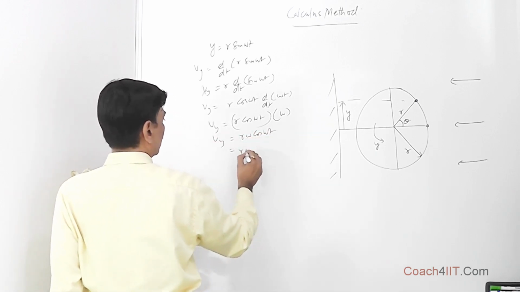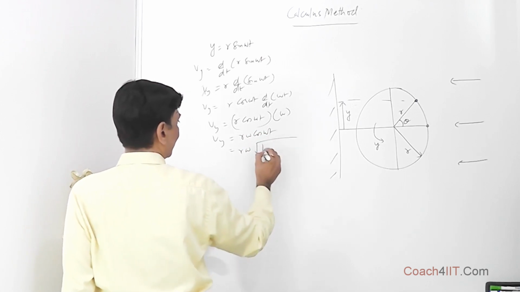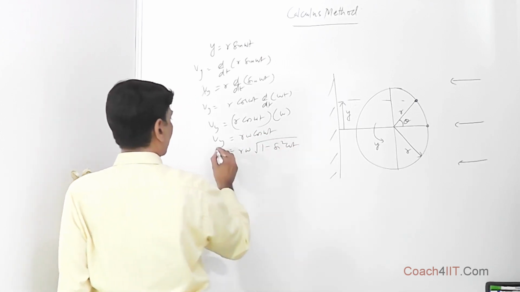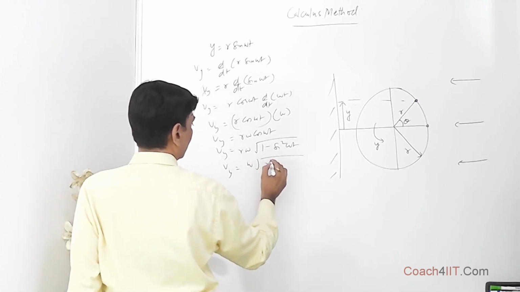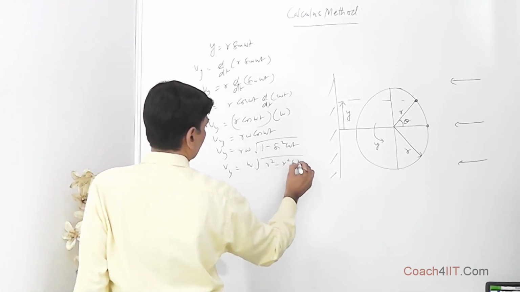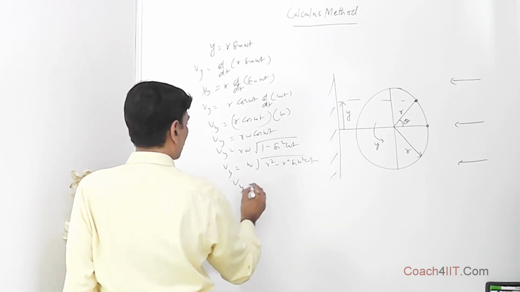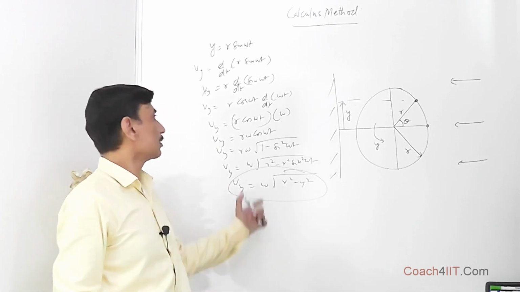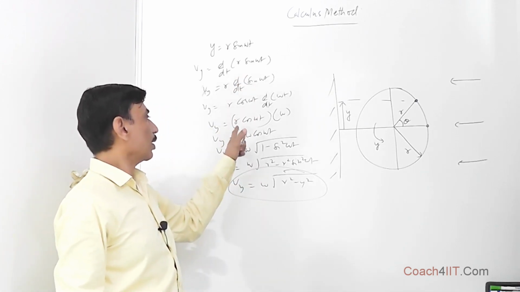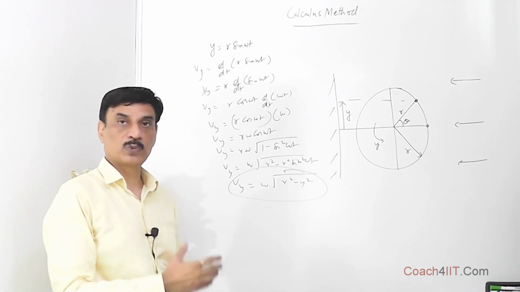So this R omega cos omega t can once again be written with cos squared as 1 minus sine squared omega t. So this can be written as omega, we take r inside, square root of r square minus r square sine square omega t. So this comes out to be omega square root of r square minus y square. The same result, be it over here R omega cos omega t or this one, which we have got without using calculus.